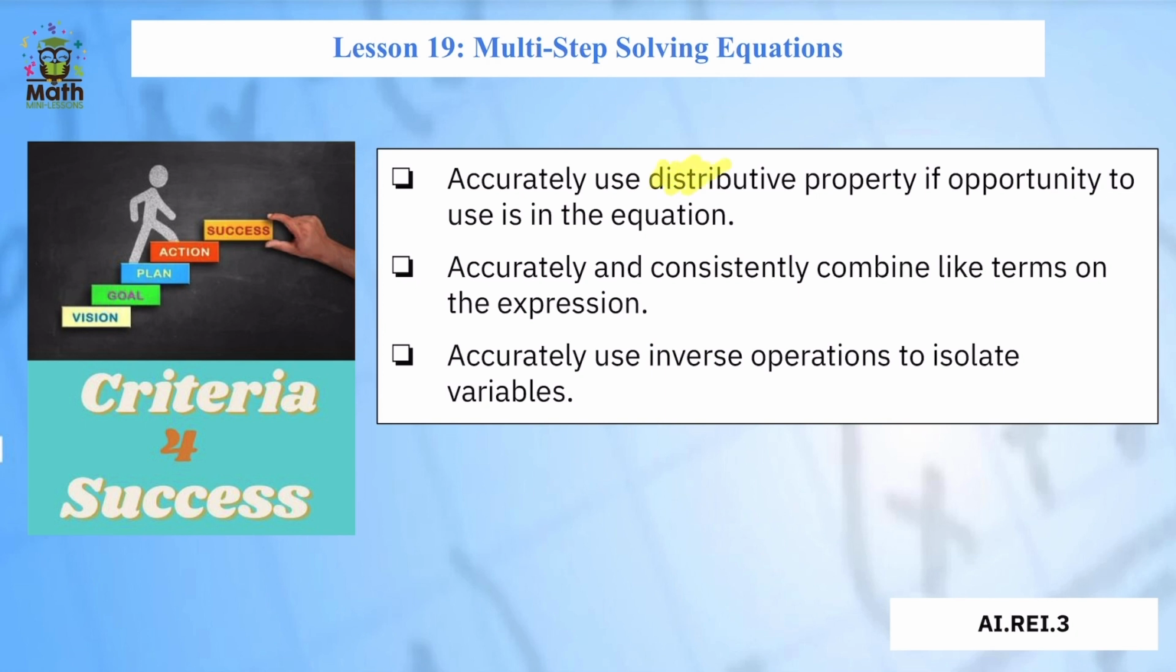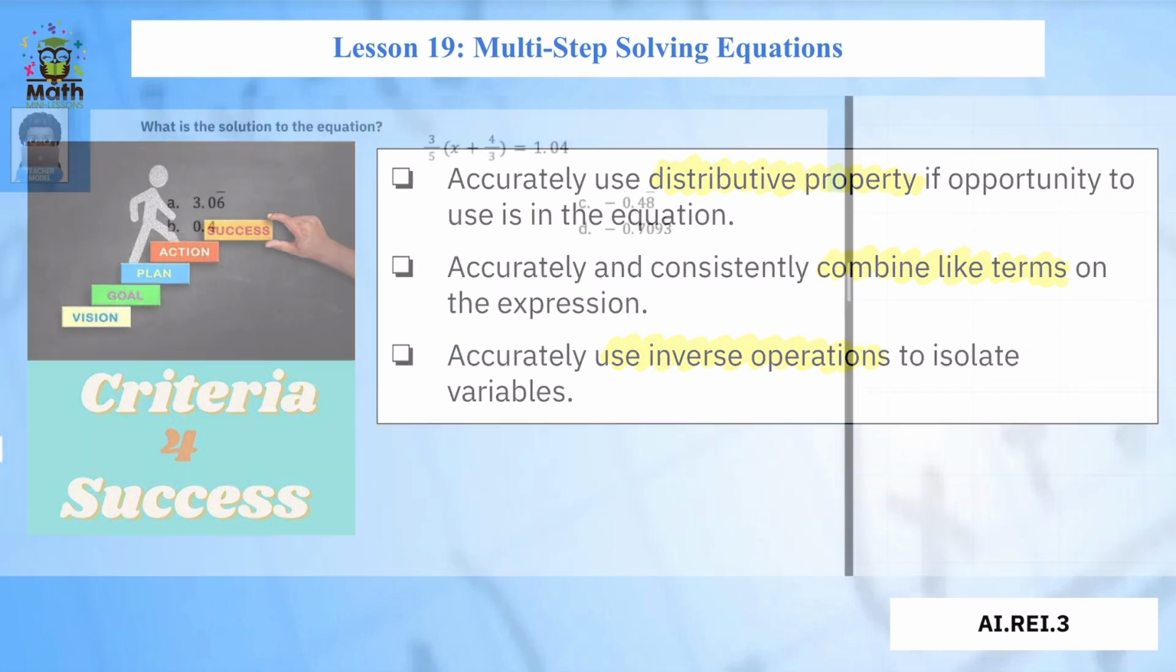In this one, you're going to see problems where you may need to distribute, and also make sure that we're combining any like terms in the expression before we start isolating the variable. And that's our last step, to use our inverse operations to isolate the variable on both expressions.